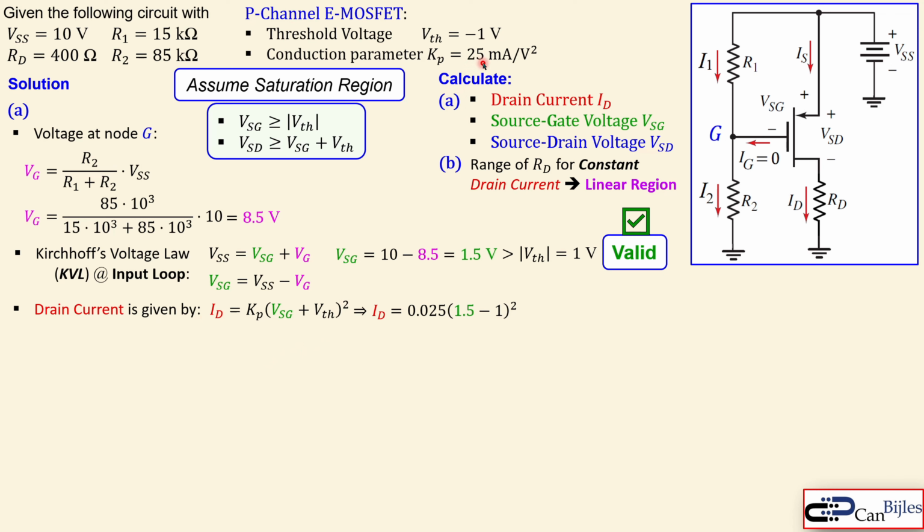We can use this 0.025 and then 1.5 we have just calculated. It is then plus minus 1, so it just is minus 1 because of the threshold, and you get 6.25 milliamps. So we have also the drain current for the question A.